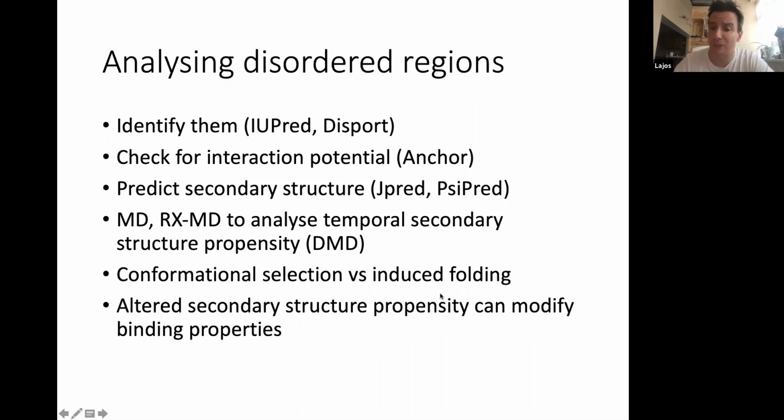So what is happening with induced folding is that there is a special secondary structure, let's say an alpha helix, on the disordered part that is capable of interacting with the interaction partner. But this alpha helix is not there. It goes into an alpha helix when it is partially interacting.